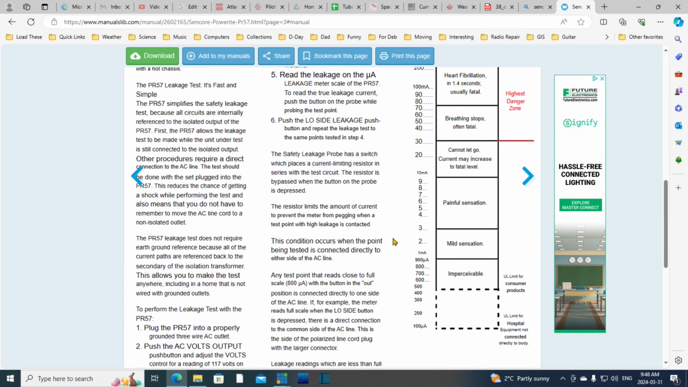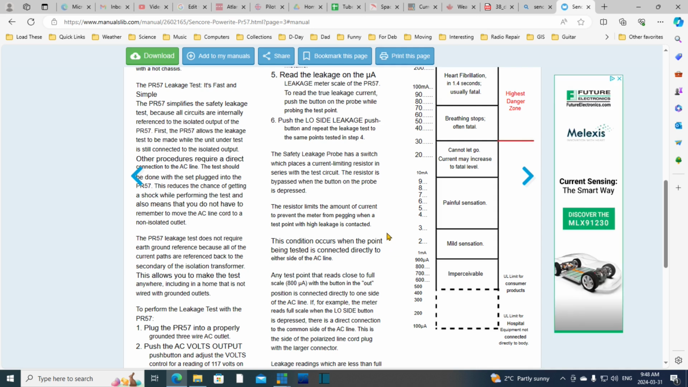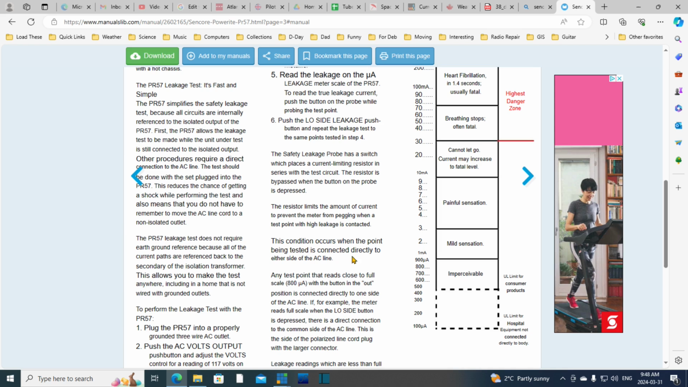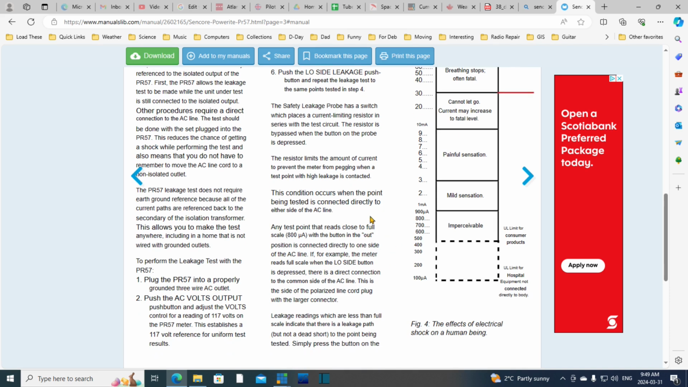So basically you don't know what it is you're about to do with the meter, so the meter is very insensitive to start. But when you want full sensitivity, you just push the button on the probe. This condition occurs when the point being tested is connected directly to either side of the AC line. Oh, I see. So the problem is you're looking for a small effect, but some of these radios have a directly connected AC power line right to the chassis, and in that case you're going to get a big blast on the meter. So to counter this problem, they've put a button right on the probe, and you start out with it being very insensitive in case you encounter this 120 volts. You don't want to blow the meter.